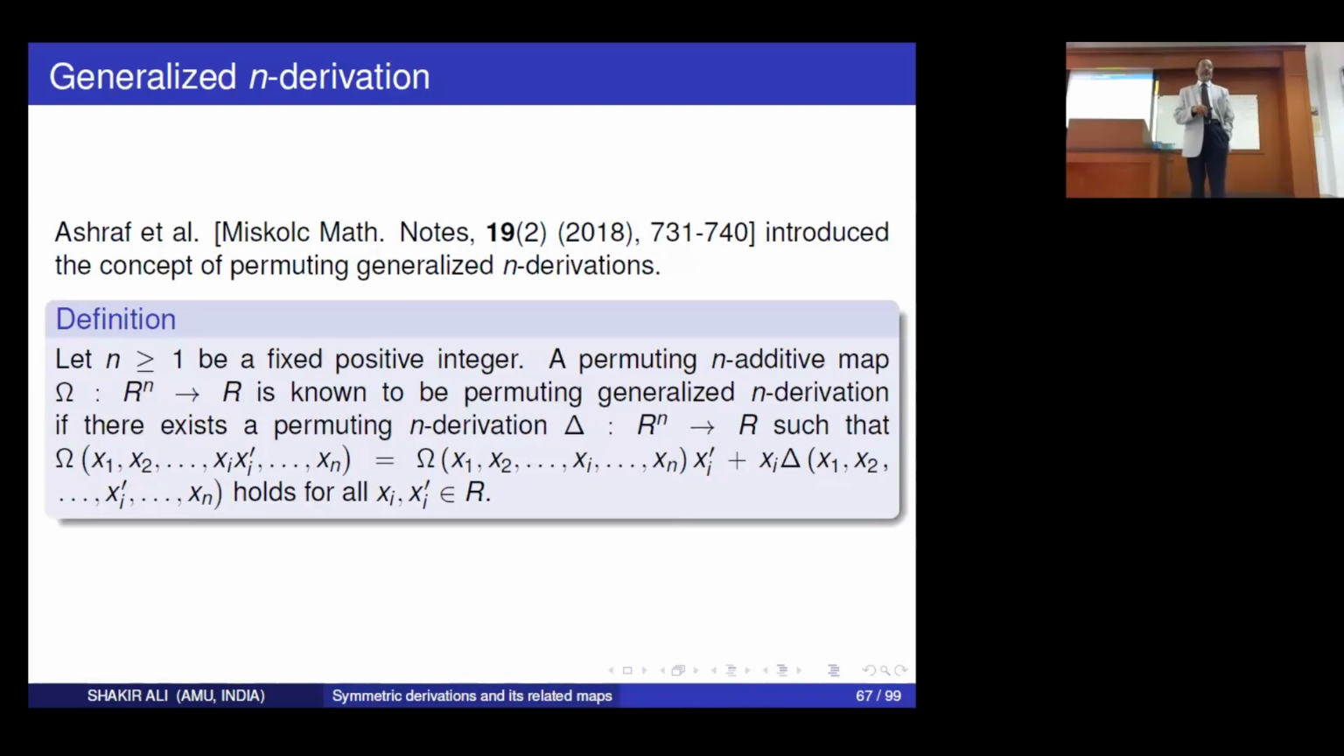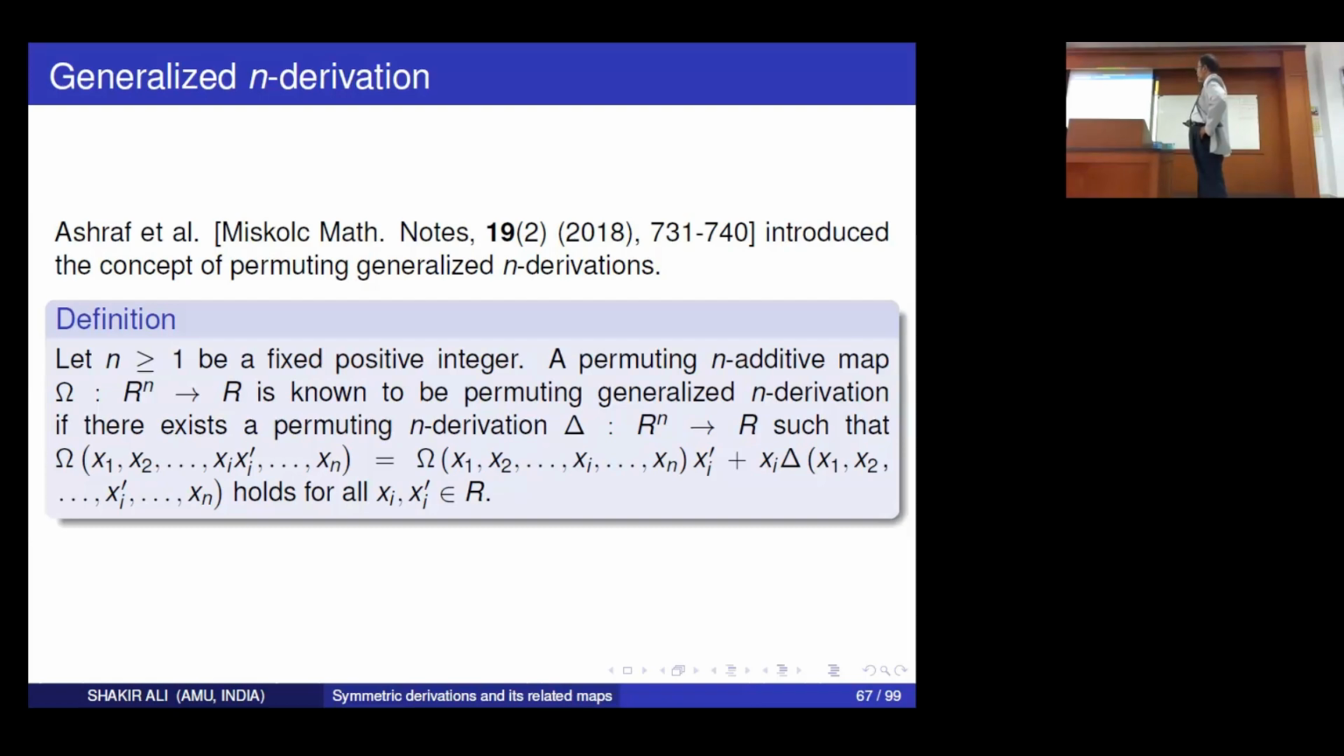Similar to the n-derivation, we define the generalized n-derivation. Okay, we follow the same idea of n-derivation and then generalize it, and we extend it for the generalized n-derivation. So just for generalized, nothing else to do, we involve both a derivation, meaning a generalized derivation, and another map.